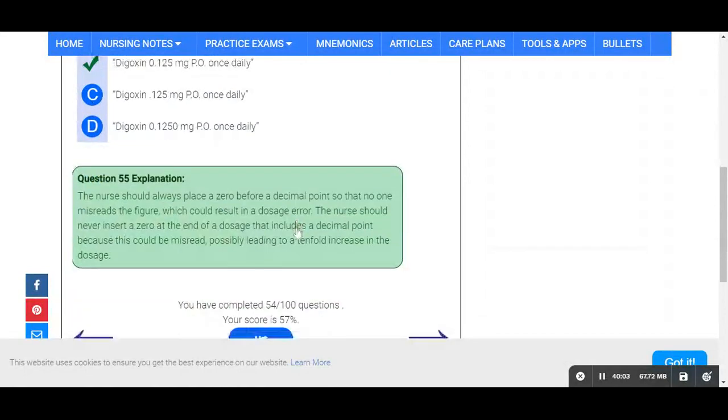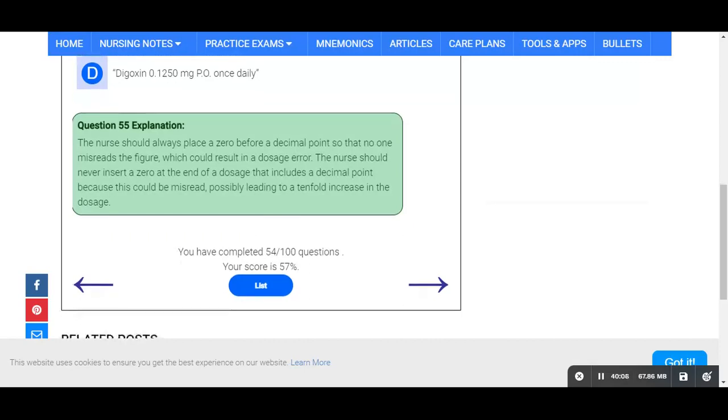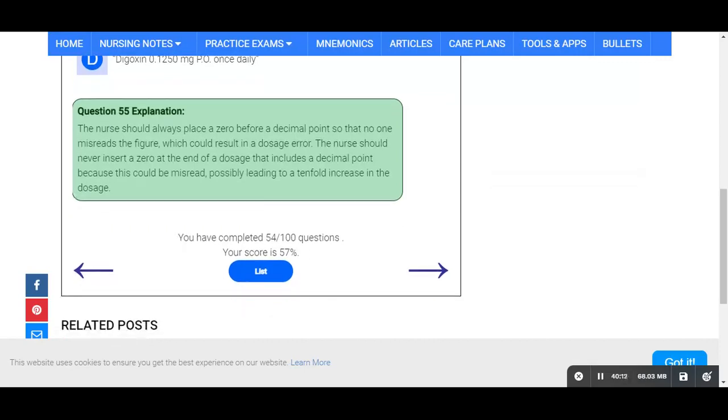It's correct. The nurse should always place a zero before the decimal point so that no one misreads the figure, which could result in dosage error. The nurse should never insert a zero at the end of a dosage that includes a decimal point because this could be misread, possibly leading to a tenfold increase in the dosage.